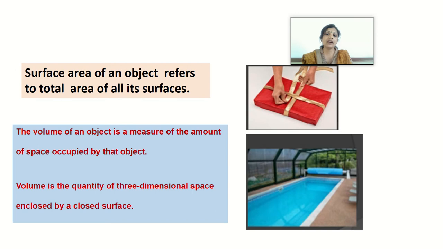The surface area of an object refers to the total area of all its surfaces. For example, the amount of paper required to wrap a gift gives us an idea of the surface area of the gift. The volume of a solid object refers to the amount of space it occupies or contains. For example, the amount of water a swimming pool can hold gives us an idea of the volume of the swimming pool.